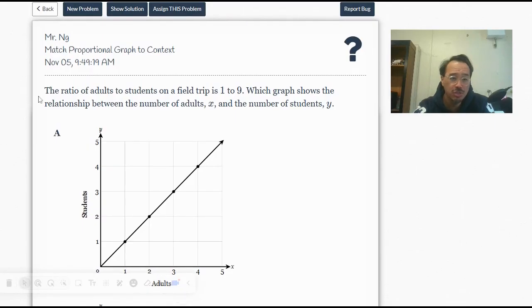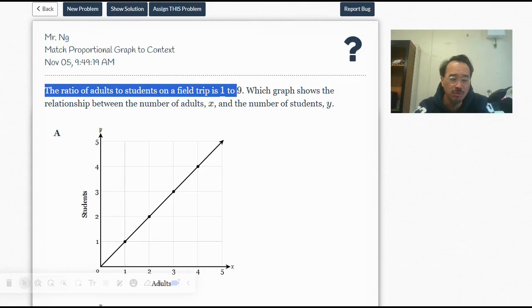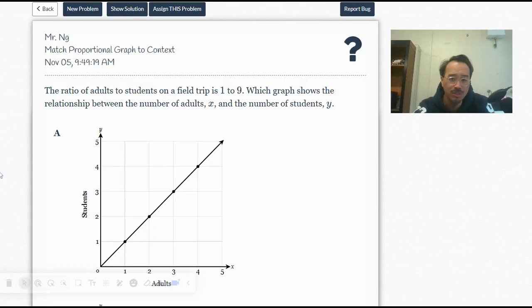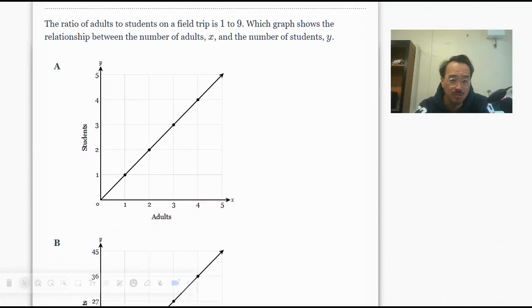Now, the ratio, I'll start reading, okay? The ratio of adults to students on a field trip is 1 to 9. So for every 9 children, there is 1 adult that goes with them on a field trip. All right, understood? Which graph shows the relationship between adults X and the number of students Y? So X has to be the bottom where it's labeled adults, first and foremost. So let's look at these 4 graphs, because you get 4 choices, right?